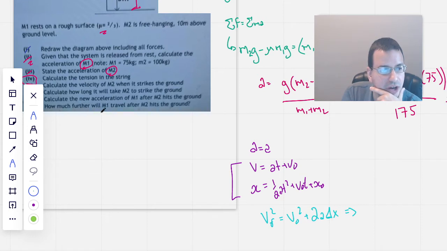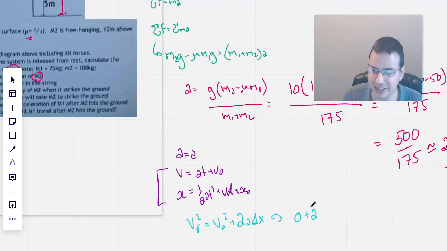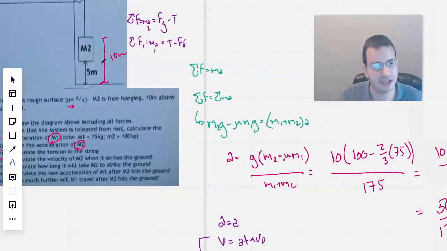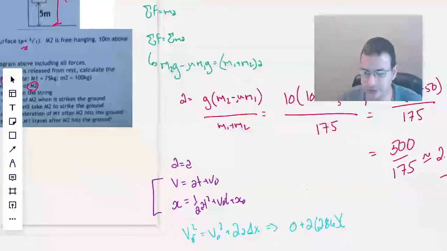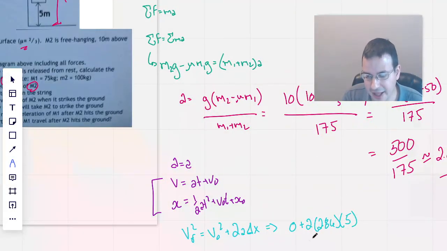So let's see. Calculate the velocity of m2 when it strikes the ground. v initial is going to be 0. And 2, well, it's just going to be 2. We know our acceleration is 2.86, and we know the distance traveled is going to be 5. It's going to fall 5 meters. So 2 times 5 is 10. 10 times 2.86 is 28.6.